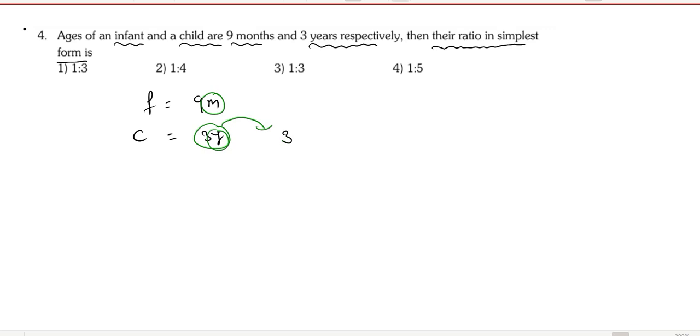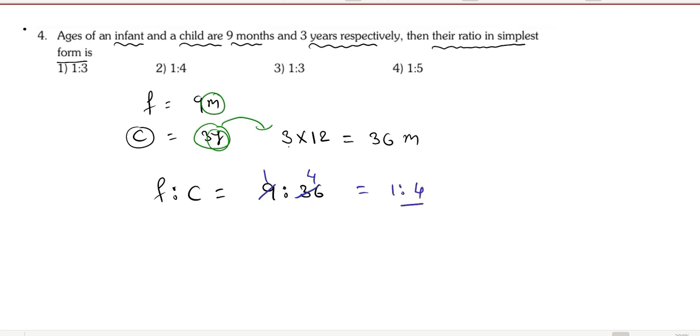We all know that 1 year consists of 12 months. So if you want to convert years into months, it should be multiplied by 12. So 3 12s are 36. So we get 36 months. So the child's age we can convert to 36 months. Now we should find the ratio between the infant's age and the child's age, that is 9 months to 36 months, and both are divisible by 9. 9 ones are 9, 9 fours are 36. So the ratio would be 1 is to 4. That is, the second option is the correct one.